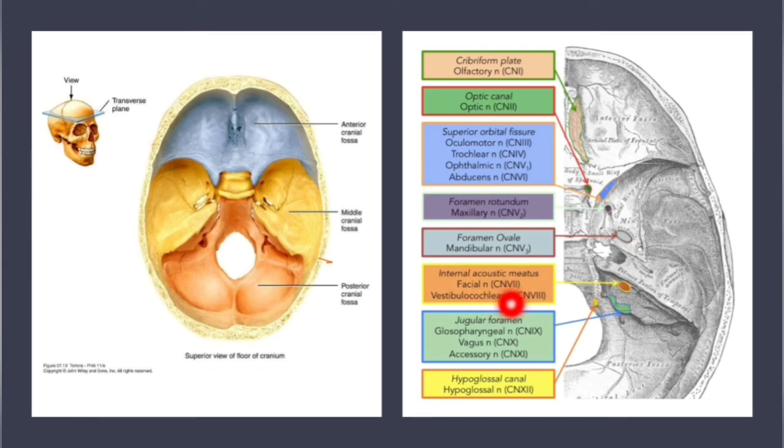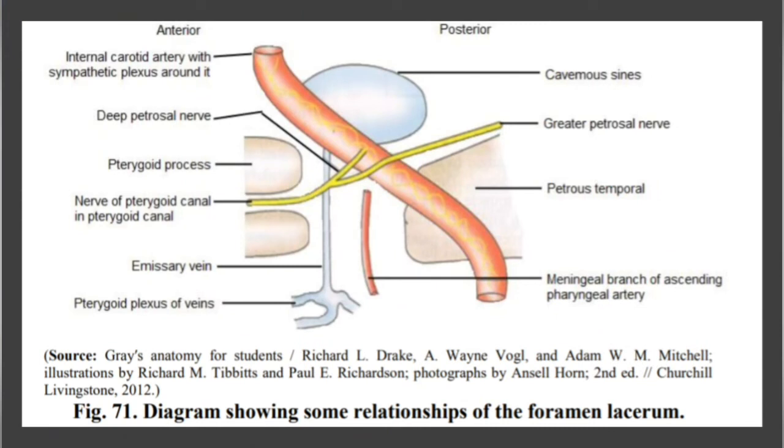It carries the vestibulocochlear nerve, cranial nerve 8, and the facial nerve, cranial nerve 7. You can also see here, firstly in green, the jugular foramen carrying cranial nerves 9, 10, and 11. That's the glossopharyngeal nerve, vagus, and accessory nerves, respectively. Here is the hypoglossal nerve. It passes through the hypoglossal canal, and it is the nerve for the tongue, for the extrinsic muscles of the tongue. Hypoglossal nerve, cranial nerve number 12.